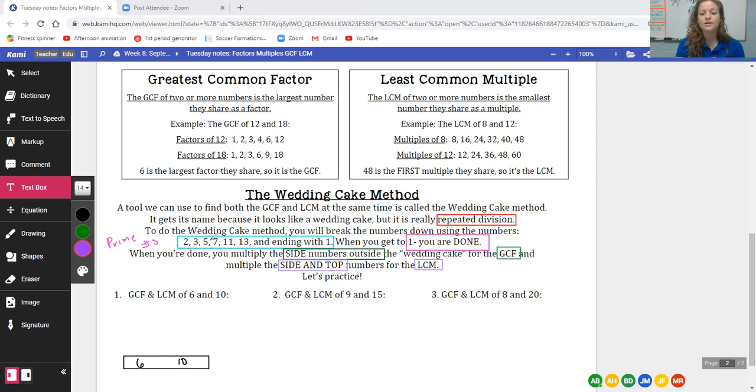All right, now I'm going to start at the beginning of my list, which starts with 2. Can 2 go into both of those numbers evenly? It can. So I put 2 on the outside. 2 goes into 6 how many times? 3. 2 goes into 10 how many times? 5. Okay, it has to go into both evenly. So now that we've done that, we can make our next tier.